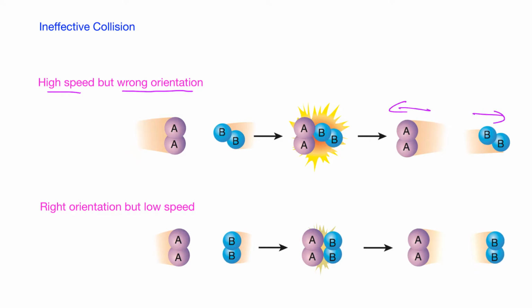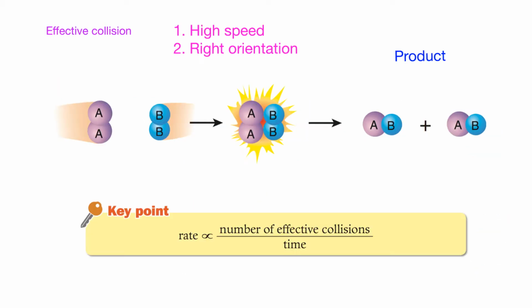The second one is colliding at the right orientation but with very low speed. This time they collide with each other at the right orientation, face to face. However, the speed is very slow. They move toward each other at a very slow speed. So even though they hit at the right orientation, they still go back in 2 different directions without forming any product. If you have a high speed and the right orientation, it is called an effective collision.